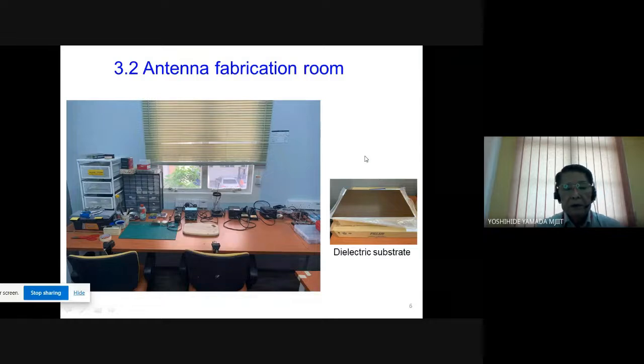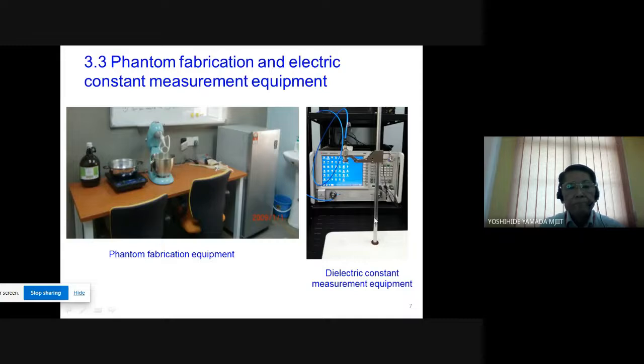Near the antenna laboratory, an antenna fabrication room is prepared. Many dielectric substrates are prepared. And in the next room, we have a phantom fabrication room. The phantom will be explained later. There is an oven and a mixer, and stock in a refrigerator. And the dielectric constant can be measured by this setup.